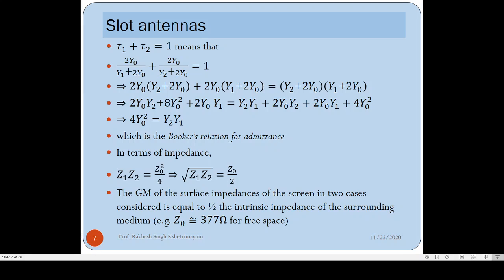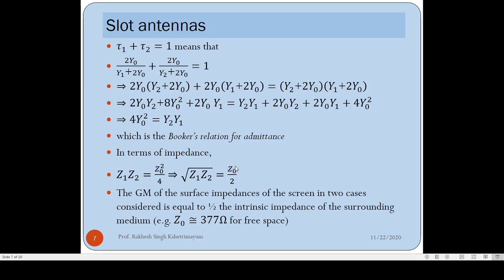Henry Booker actually derived this for application to antennas. If you change this admittance into impedance, because we work in terms of impedance most of the time, then just replace Y0 by 1 by Z0, Y2 by 1 by Z2, Y1 by 1 by Z1. Then what you are getting is Z1 Z2 is equal to Z0 squared by 4. Or you take the square root of this: square root of Z1 Z2 is equal to Z0 by 2. When you take the square root of two numbers' product, we call it the geometric mean. The geometric mean of Z1 and Z2, that is the surface impedance of the first case and second case, should be equal to Z0 by 2.